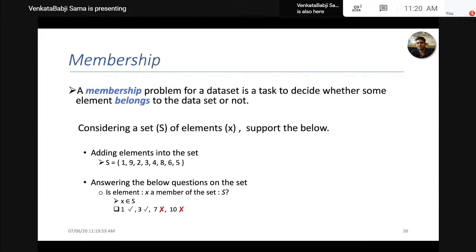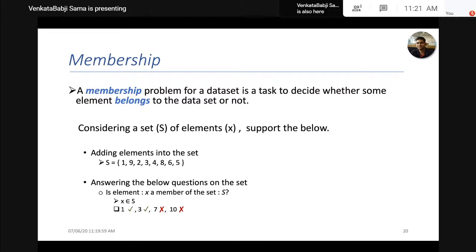So now let us dig a little deeper into the membership. As we discussed, we will not venture into the depths, instead surface level, okay? So how did we define it? It's a problem for a data set, and the task is to decide whether some element belongs to the data set or not. So it is an assumption that we are going to maintain a data set, and there are queries going to be in the nature of, given an element, say whether it belongs to the set or not. That's the nature of it, okay?